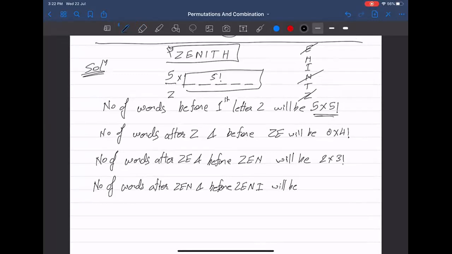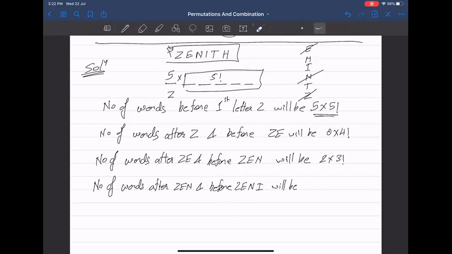So 3 into 4. ZENI के पहले ZENH वाले तो डेफिनेटली रहेंगे सर. So ZENH वाले कितने वर्ड्स हैं सर? वो 2 फैक्टोरियल वर्ड्स हैं. करेक्ट. So only ZENI के ऊपर एक ही वर्ड लिखो. I के ऊपर एक ही वस्तु है.